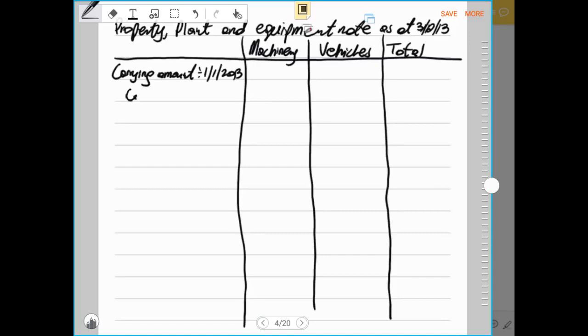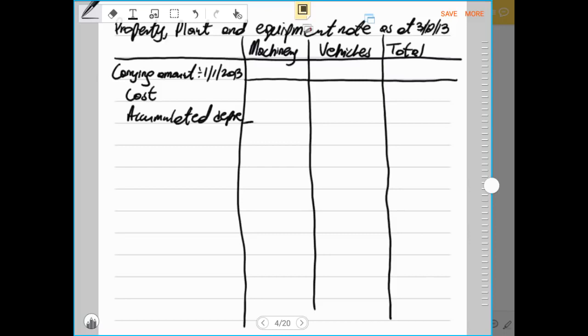Then after, we have the cost at the beginning of the year and accumulated depreciation. The format is very important. As I said to you, don't write abbreviations. There will always be enough space for you to write. Squeeze it in as long as everything is there. Very important to know that there is a line above the cost.